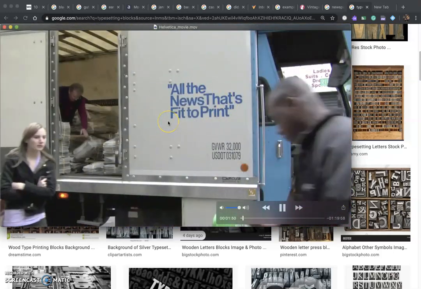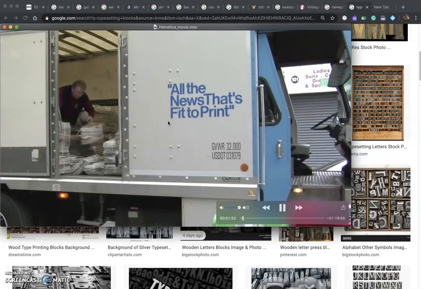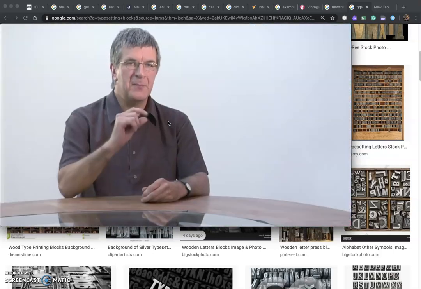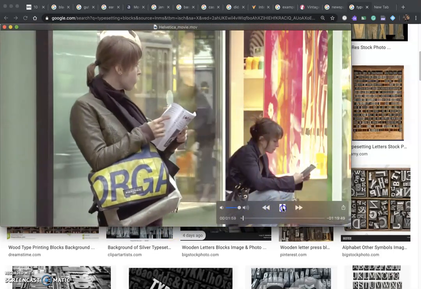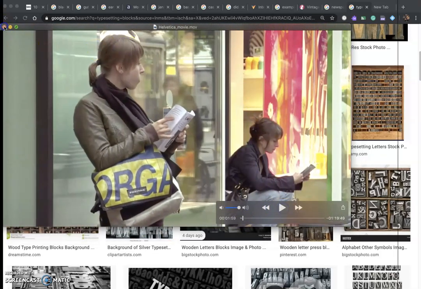Again. Type is saying things to us all the time. Typefaces express a mood, an atmosphere. They give words a certain coloring. This goes on.